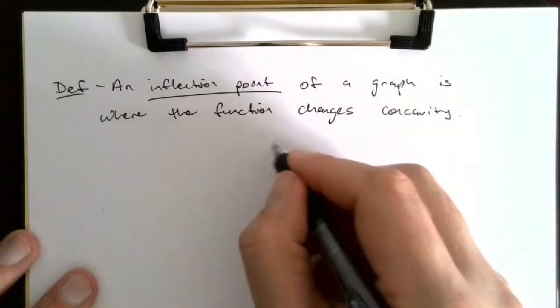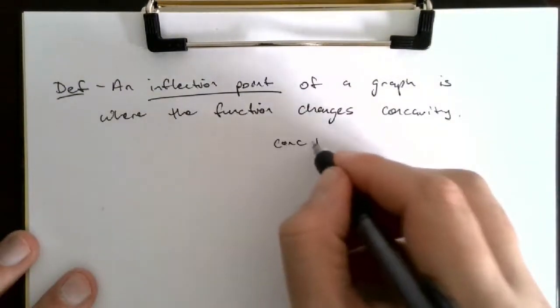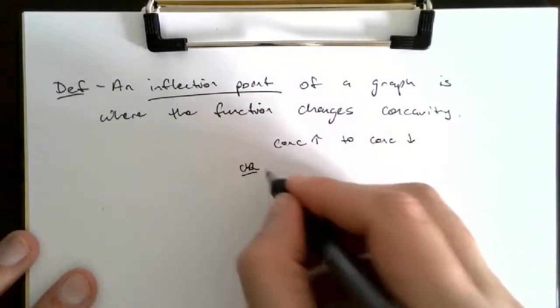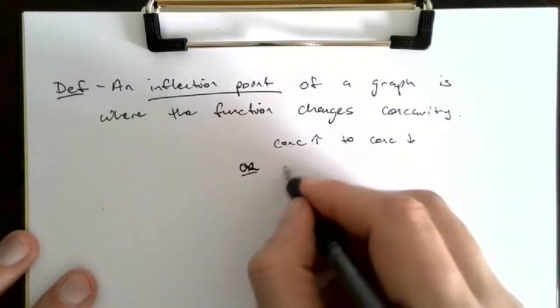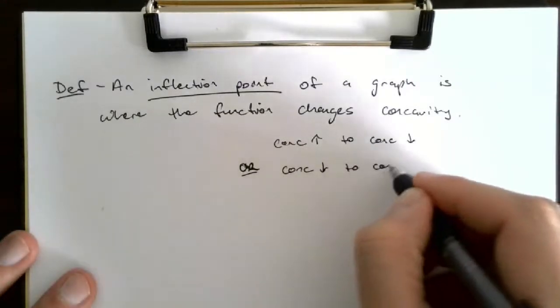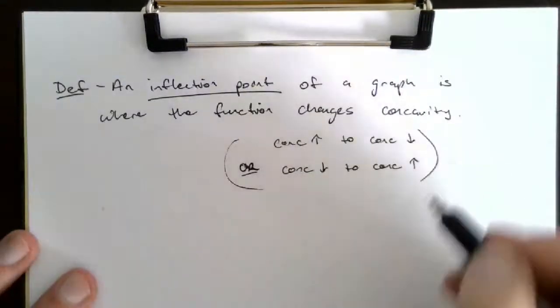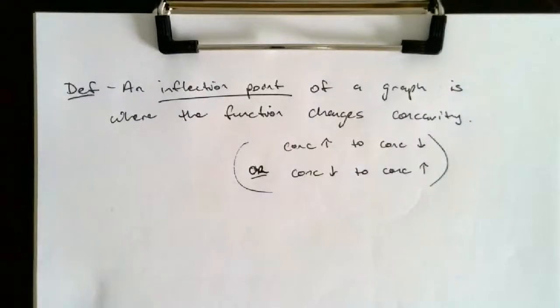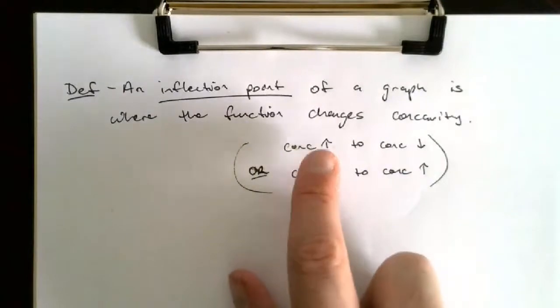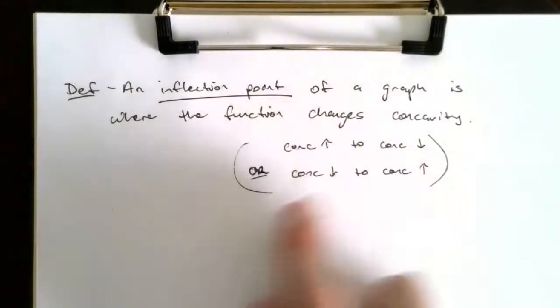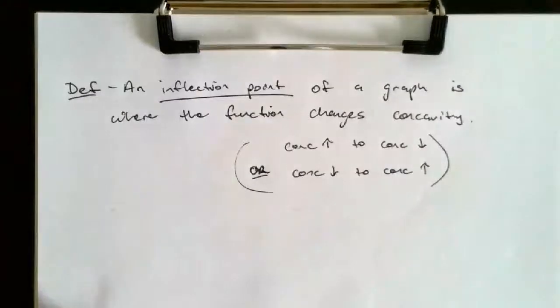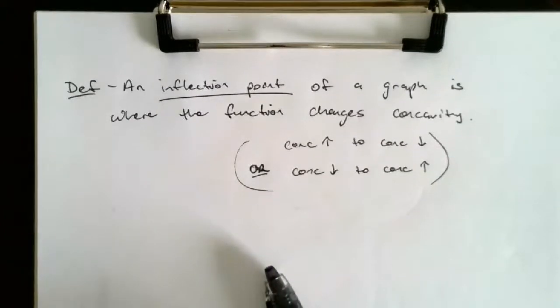What I really am saying is that the graph goes from concave up to concave down, or the graph goes from concave down to concave up. So that's what I mean when I say changes concavity. Where can you find an inflection point? Well, remember, if I'm going from concave up to concave down, it's really telling you about the second derivative. The second derivative would be positive, and then it would become negative. Or it would start out negative, and then become positive. Between those, typically the second derivative either has to be 0, or it has to be a place where the second derivative does not exist.